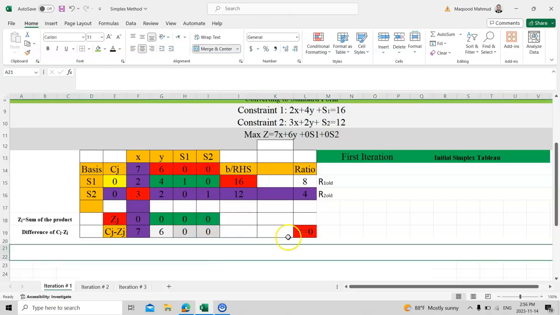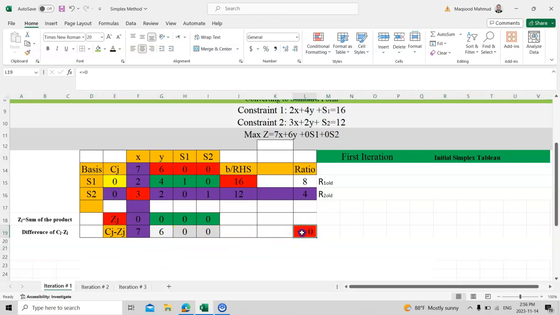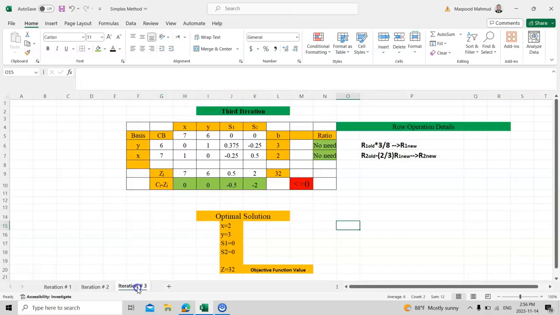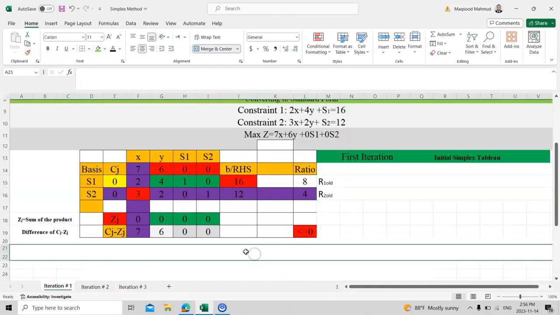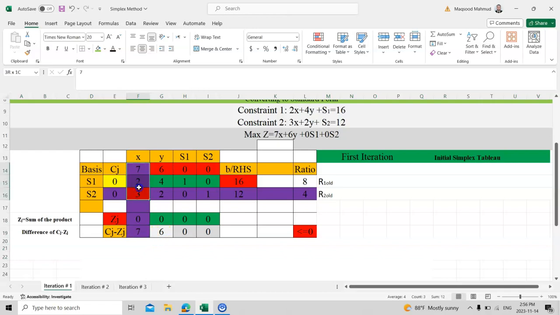Now there is a condition for checking whether we should stop or go to the next step. The condition is that if all the values in Cj minus Zj are less than or equal to zero, then we stop, and there is no need for finding the ratios, just like in the last stage. Now here there are two elements which are greater than zero, so we go for the further iteration. We see what is the highest value. 7 is the highest value, so this becomes the pivot column.